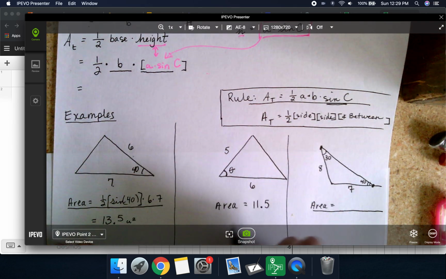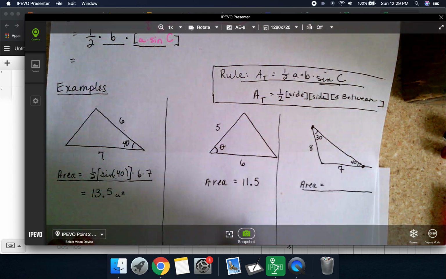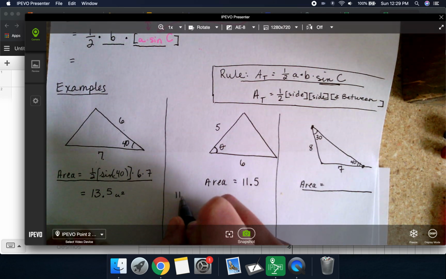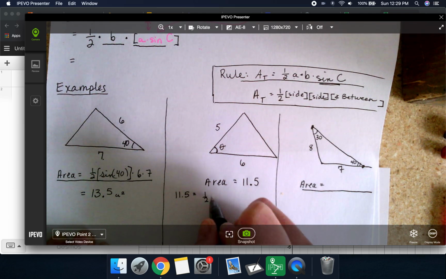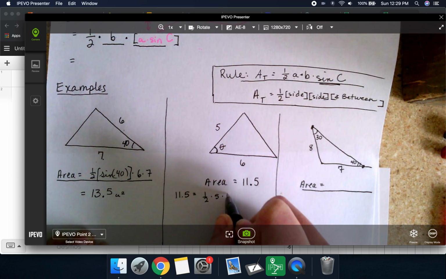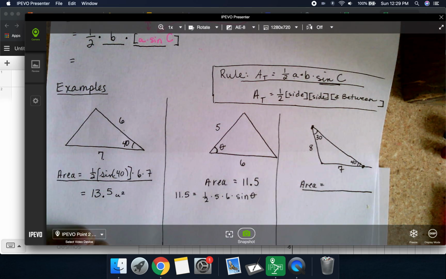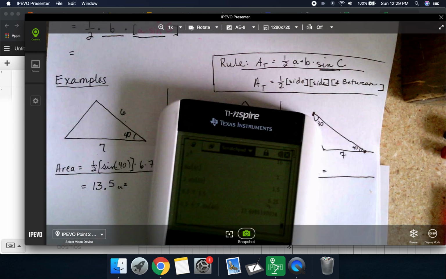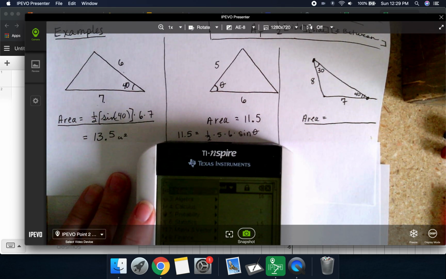Here's a different kind of example where instead of finding the area, we're given the area and we have to find the angle. So we'll set it up. We'll say 11.5 is going to be 1/2 times 5 times 6 times the sine of theta, which is the angle between those 2 sides. And you can set it up and solve it by hand if you want to, or if you wanted to be lazy about it, you could do our handy dandy numsolve.